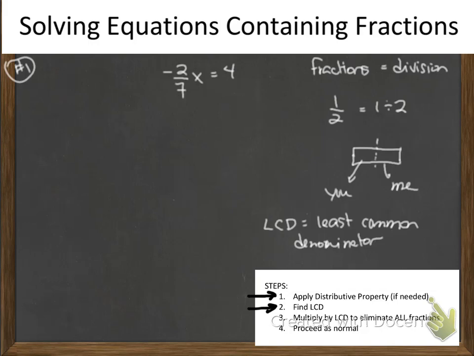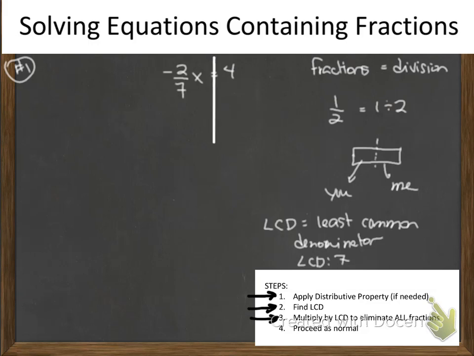But in this problem, it's pretty simple because there is only one denominator. We're only dividing by one number, and of course, that's 7. So we're going to find the LCD. Well, that was easy, right? There's only one number downstairs, and that number is a 7. Then it says to multiply by the LCD to eliminate all fractions. What gets multiplied by 7? Everything. Everything on both sides of the equation.